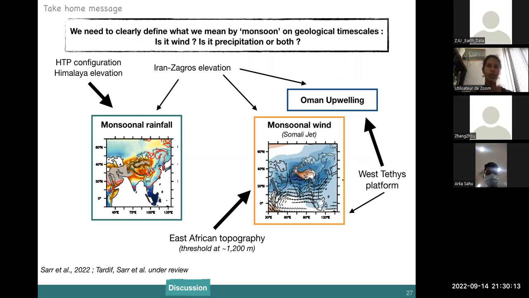My second message is that I think we need to clarify what we mean by monsoon when we speak about that geological timescale. Do we refer to wind, especially when looking at paleoceanographic proxies? Do we refer only to precipitation, or do we look at both? I think it will help to have a better, or at least a clearer, image of monsoonal evolution, and also help discussion within the community so we are sure we speak about the same thing at the same time.